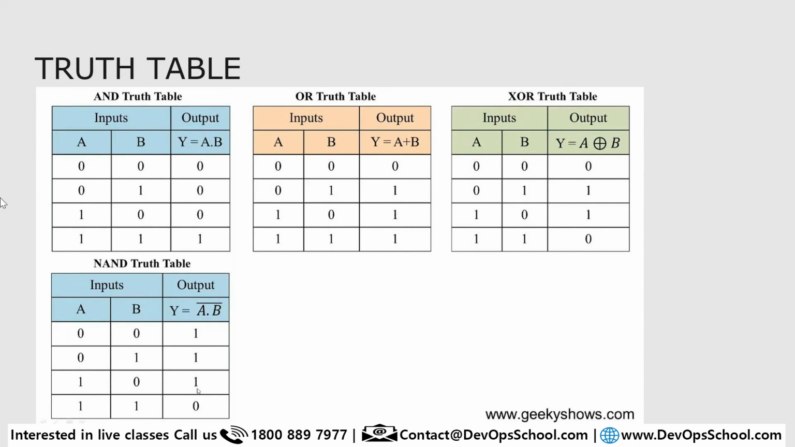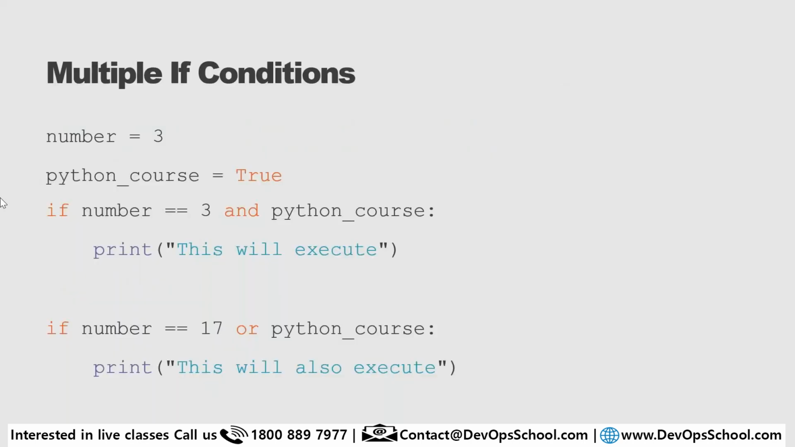Good. Okay, so how do we set multiple if conditions? Multiple if conditions means here Python course is a boolean and true, if number is equal to 3 and Python course. So here you have logical AND. Here this is true and this is true, so print this will execute. This is true or this is true, this will execute.